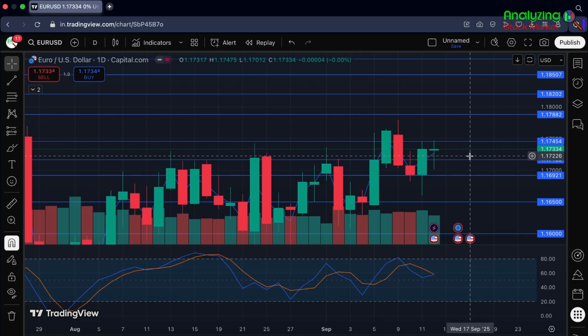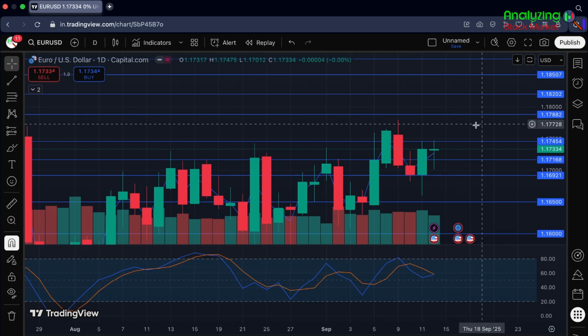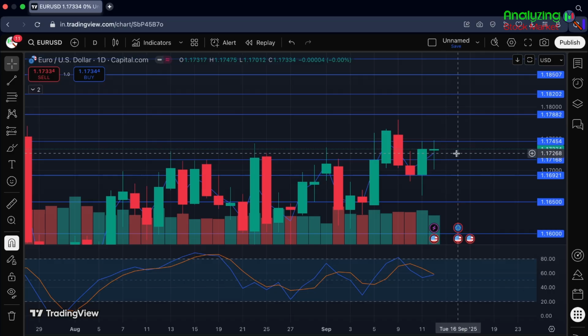So now let's talk about my opinion on Euro USD for this week. Currently in Euro USD, I am expecting a positive move in this range, that is 1.17454 to 1.17882. I am expecting a positive closing in this range.